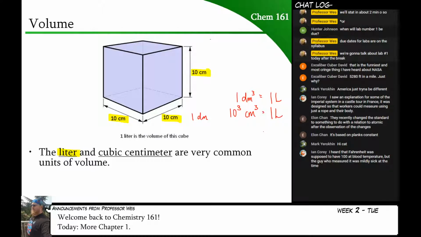And if we know that there are 1,000 milliliters in a liter, we can just divide this by 1,000 on both sides, and then we end up with this. And this is super useful for us. Keep that conversion in mind, because for density, we're going to be using that quite a bit. 1 cubic centimeter is a milliliter.